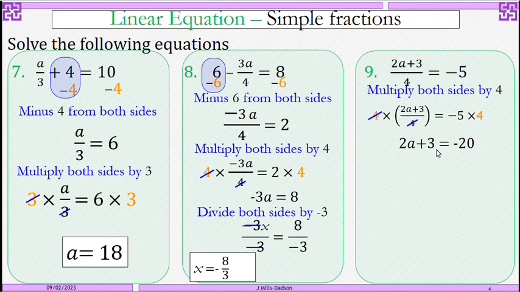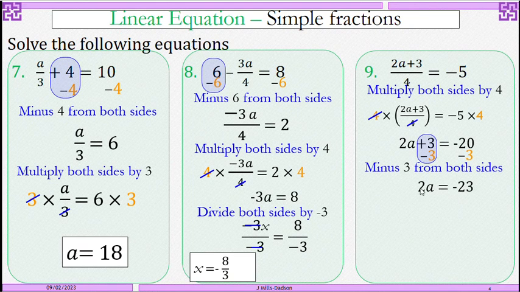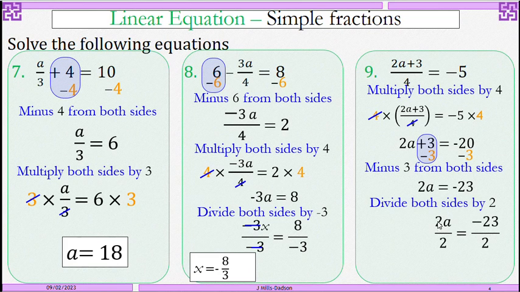Now it becomes a standard equation. To get rid of plus 3 is to subtract 3 from both sides. 3 minus 3 becomes 0, so you're going to have 2a equals negative 23. And 2a means 2 times a, so we're going to divide both sides by 2. And 2 divided by 2 is 1, so you can cross that off. So a is equal to negative 23 over 2.